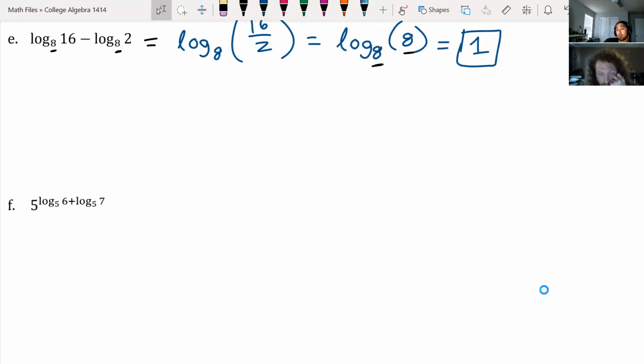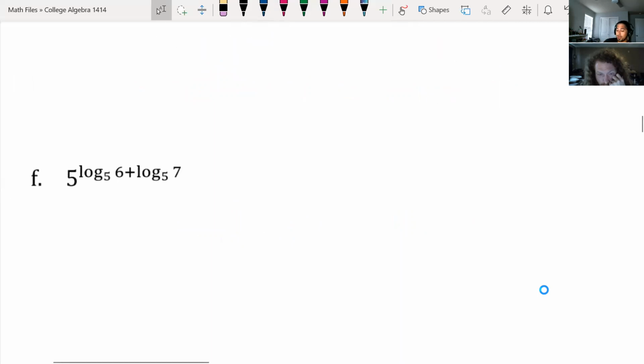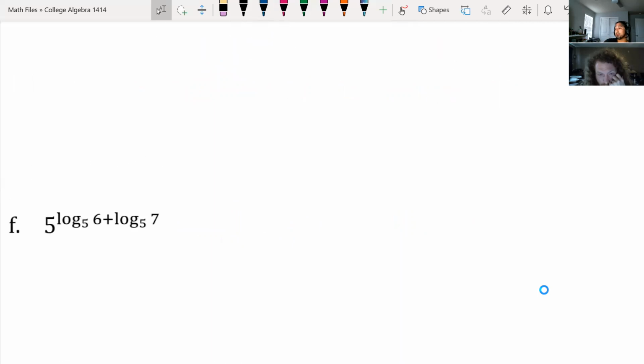And F. 5 raised to the log base 5 of 6 plus log base 5 of 7. So to clean up this expression, we're going to have to combine these two logs into one single log. Well, they have the same base of 5. So this will become 5 raised to the log base 5.